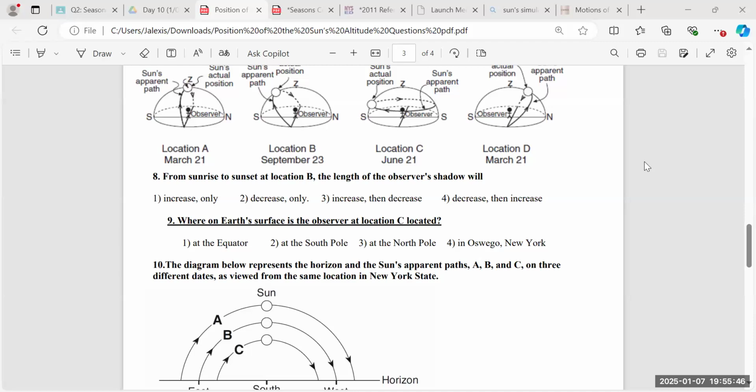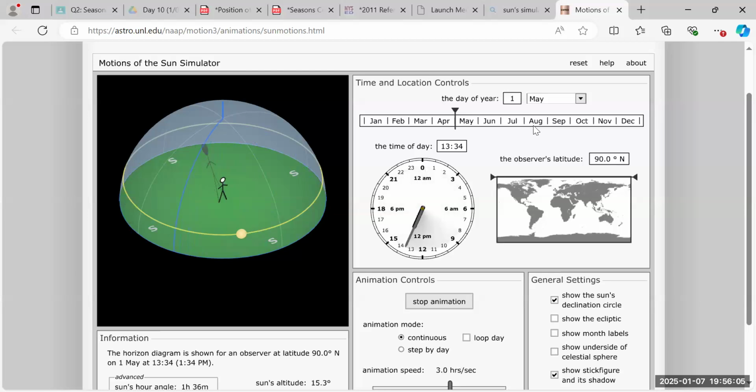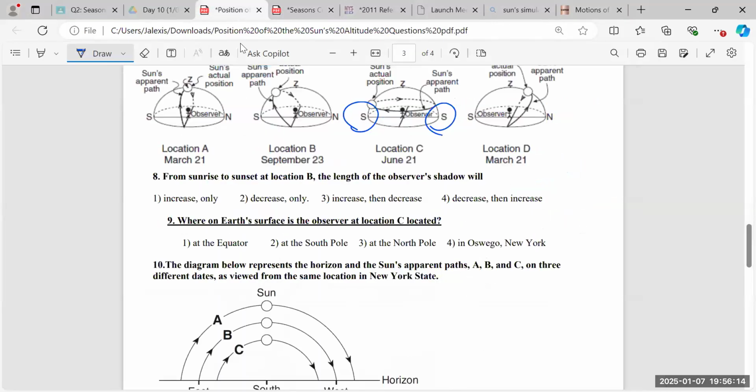Number 9 is the same question as number 7. Where on Earth's surface is the observer at location C located? When we see that the sun is traveling in a path where all directions are south, and we did a lab on this, it's also showing that we are at the North Pole. You see 90 degrees north right here? We're at the North Pole. So the correct answer is going to be the North Pole.